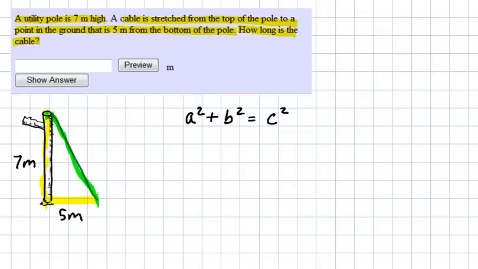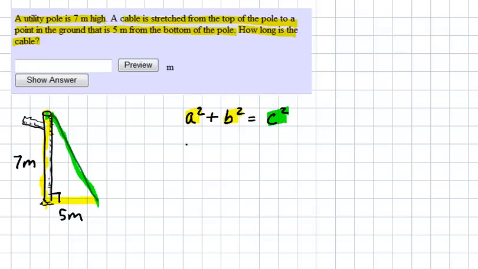So classic Pythagorean Theorem problem. We're assuming that this is a right angle. So we've got our two legs, which is the pole itself, and the distance from the bottom of the pole. So I've got those labeled in yellow. And then the cable itself would be the hypotenuse, which again in the Pythagorean Theorem we usually label the legs A and B and the hypotenuse C. So we're ready to plug these numbers in.